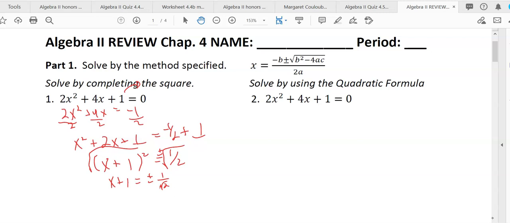Typically, we like to simplify the radical in the denominator, so we might multiply by square root of 2 over square root of 2, and then subtract 1. So x equals -1 plus or minus, I guess that would be square root of 2 in the numerator divided by 2 in the denominator.